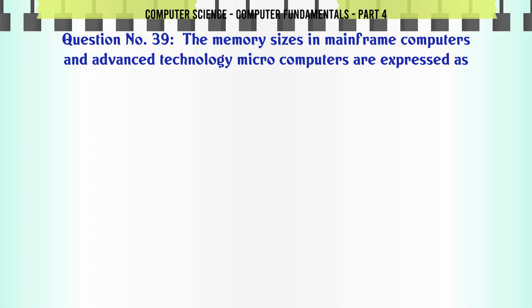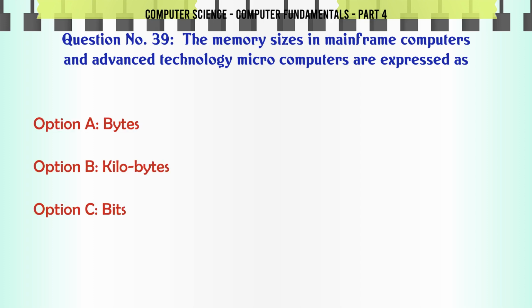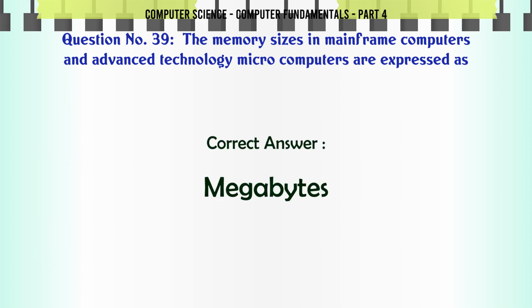The memory sizes in mainframe computers and advanced technology microcomputers are expressed as A. Bytes, B. Kilobytes, C. Bits, D. Megabytes. The correct answer is megabytes.